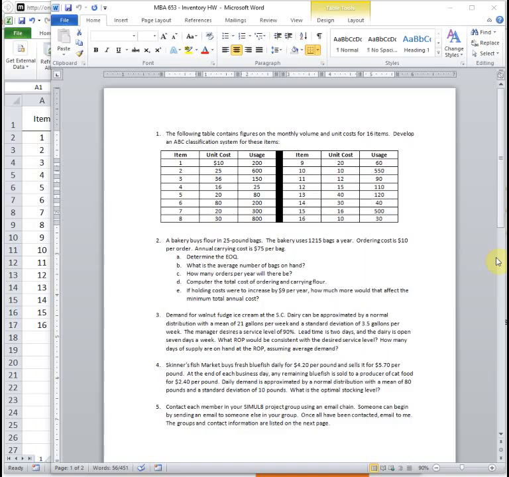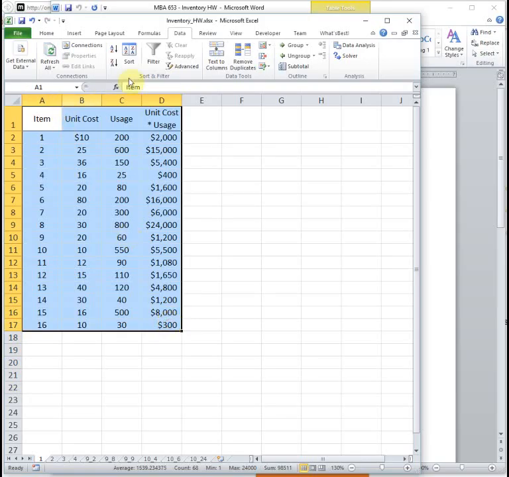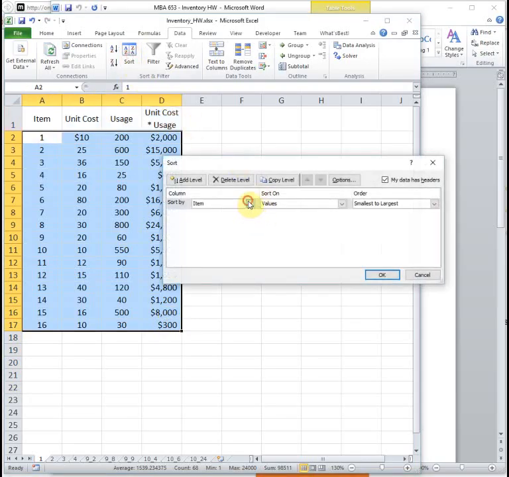For this example, or for what from the book, we evaluate value based on taking the unit cost multiplied by the usage. So here is the data in Excel. The first thing I did was take the product of the usage and the unit cost. And once I've done that, I'm going to sort by my unit cost times usage from big to small.